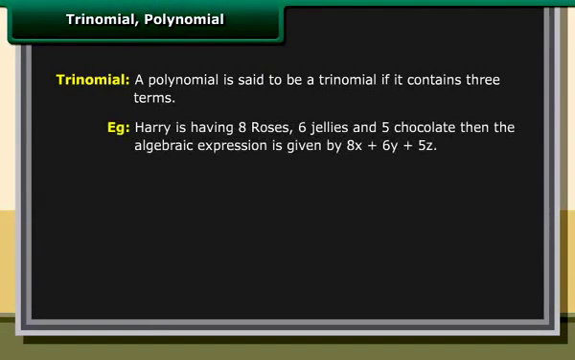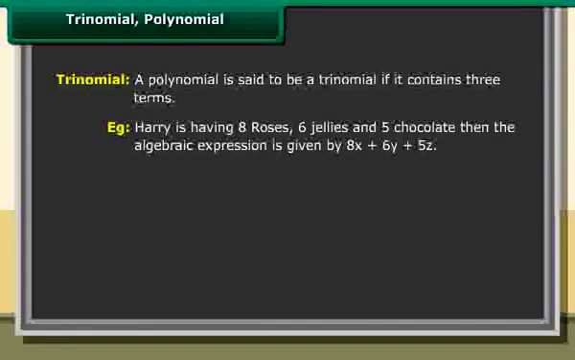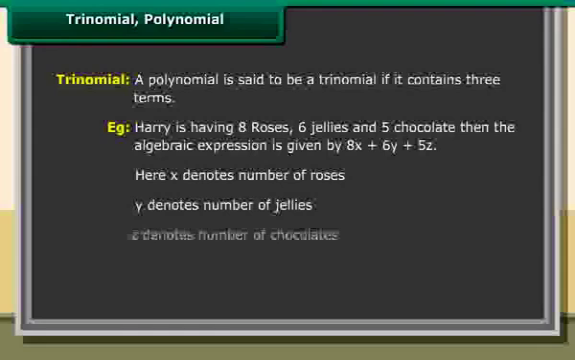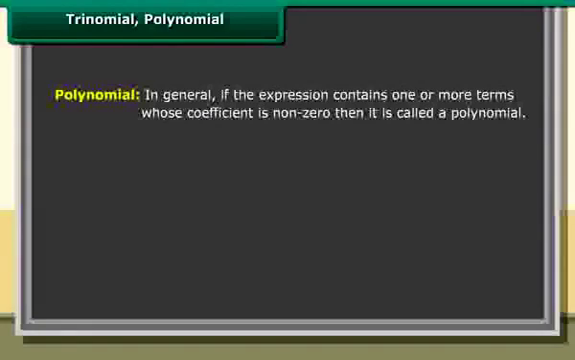For example, Harry is having 8 roses, 6 jellies, and 5 chocolates, then the algebraic expression is given by 8x plus 6y plus 5z. Here x denotes number of roses, y denotes number of jellies, z denotes number of chocolates. 8x plus 6y plus 5z is a trinomial which contains 3 terms. Polynomial. In general, if the expression contains one or more terms whose coefficient is non-zero, then it is called a polynomial.